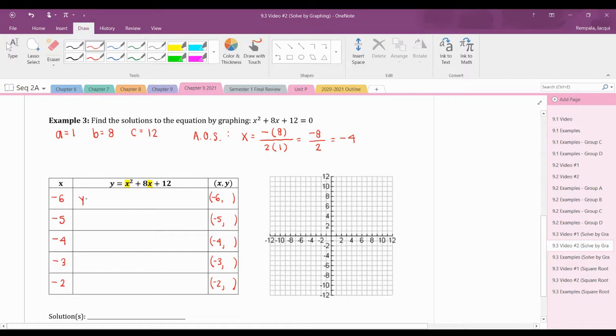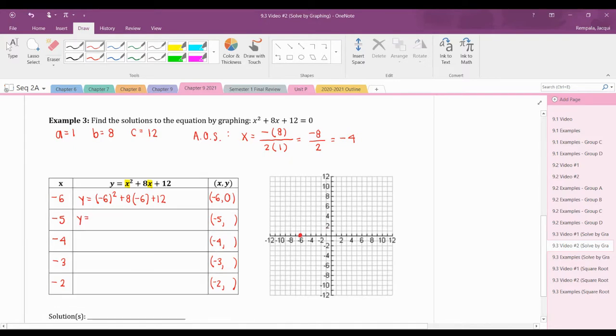All right, so I'm going to substitute negative 6 in very carefully. So parentheses, negative 6 squared plus 8 times negative 6 in parentheses plus 12. So if I type this very carefully into the calculator, looks like we are going to get 0. So negative 6, 0 means that I move 6 to the left and then I do not move up or down, so it's going to stay there.